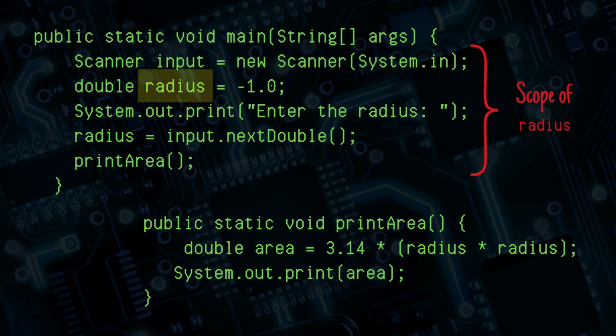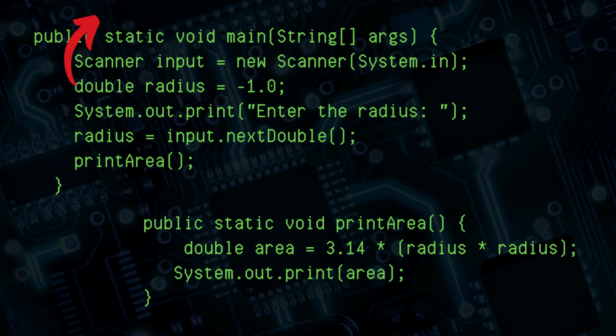So the radius variable can only be accessed inside the main method, and if we write code in the print area method that tries to access it, our program won't compile. It's out of scope. One solution students often try is to move that declaration statement outside of main so that the variable's scope is the whole program instead of just one method. The Beatles didn't have a song called "You Shouldn't Do That," but you shouldn't do that.